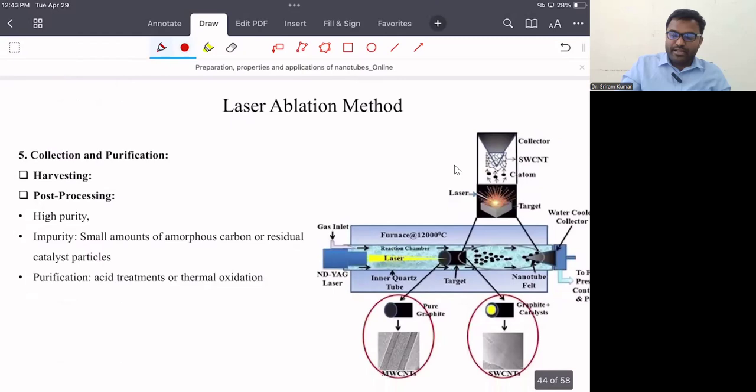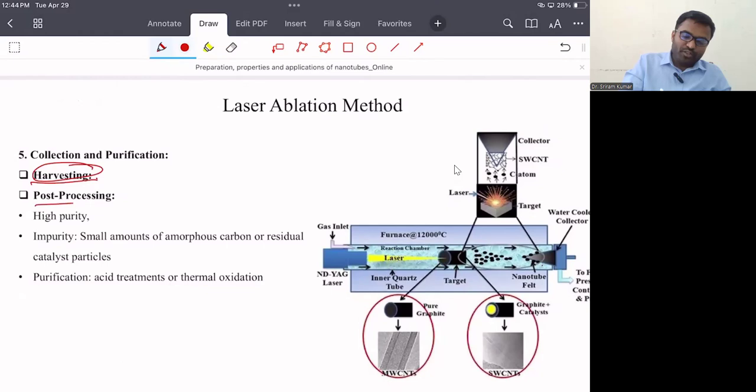Once we get the CNT on the collector, we can harvest that material and collect it from the surface. So the harvesting is the collection, and after that we need to purify the CNT.